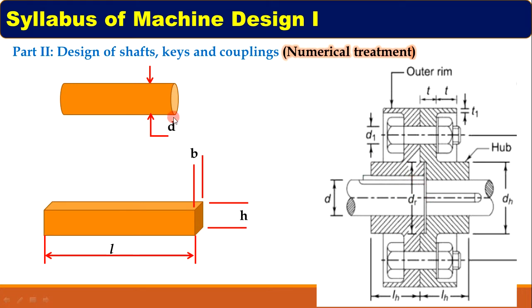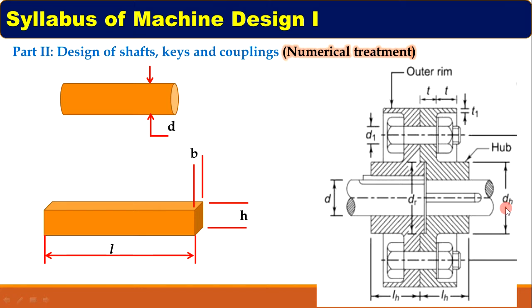While designing, we are going to find out the dimensions. Suppose you want to design the shaft, that means this diameter d of shaft you have to determine. If you want to design the key, you have to find out the dimensions of this key: b, h, and l. Similarly, if you want to design the coupling, you have to find out these dimensions like small d, then d1, then dr, then t, then t1, and dh.